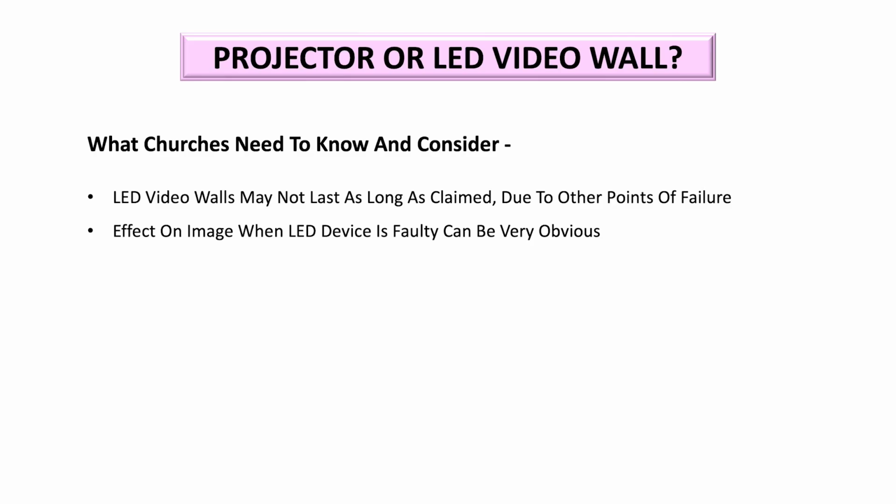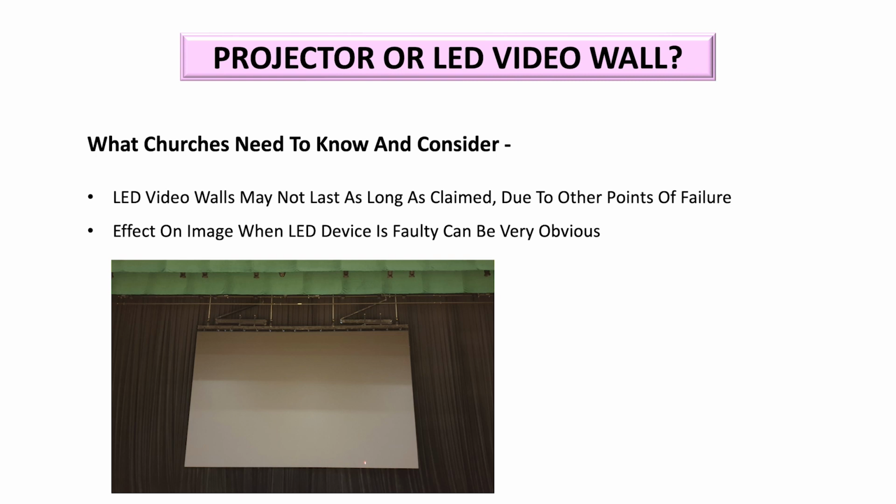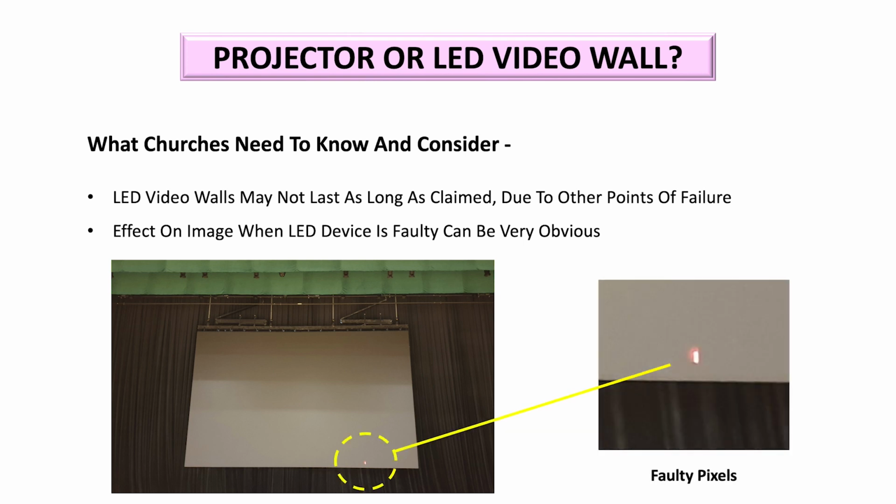And another thing to note is the effect on the image when the LED device is faulty can be quite obvious. It's very different from a projector. Now look at this. This is a very common fault. Some people may not see it. This is an LED video wall, and you see this little red dot at the bottom? That's a typical dead pixel. So you have to replace the part. Some people don't mind it and say, oh, just a small thing, I can get it replaced maybe next week or the following week, right?